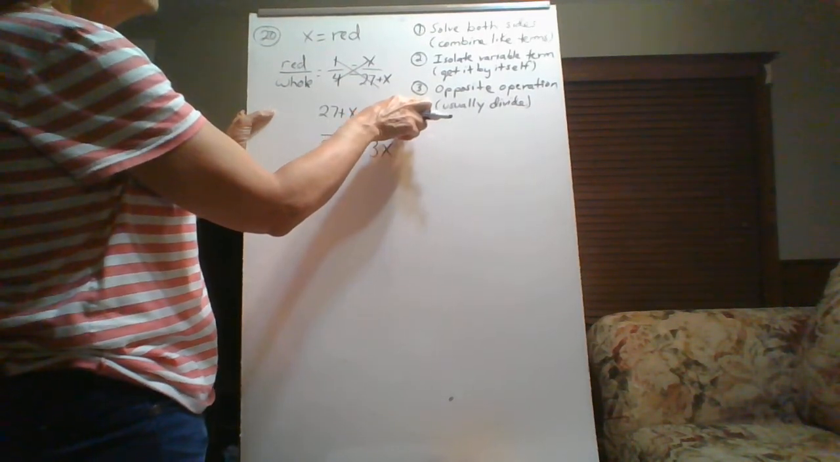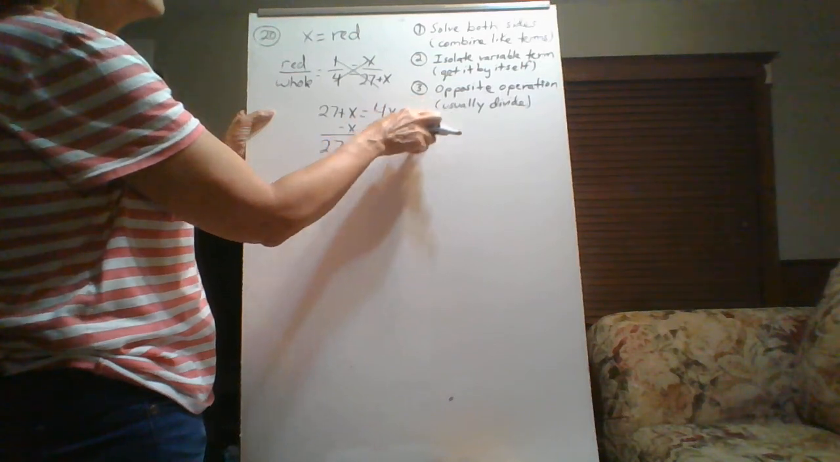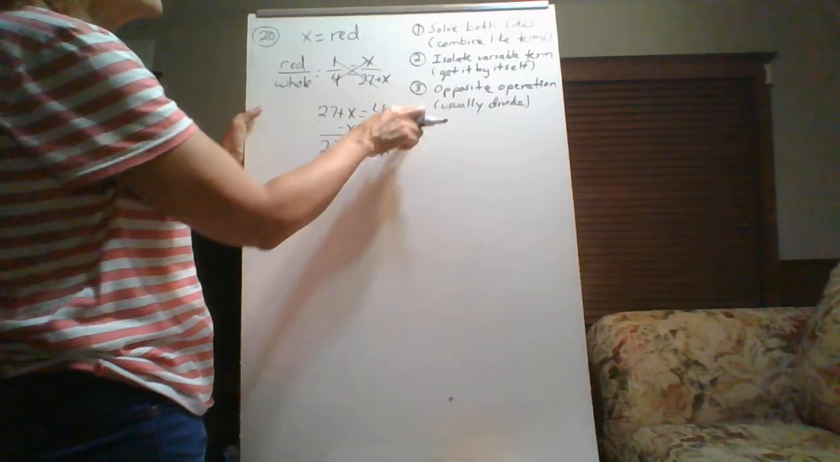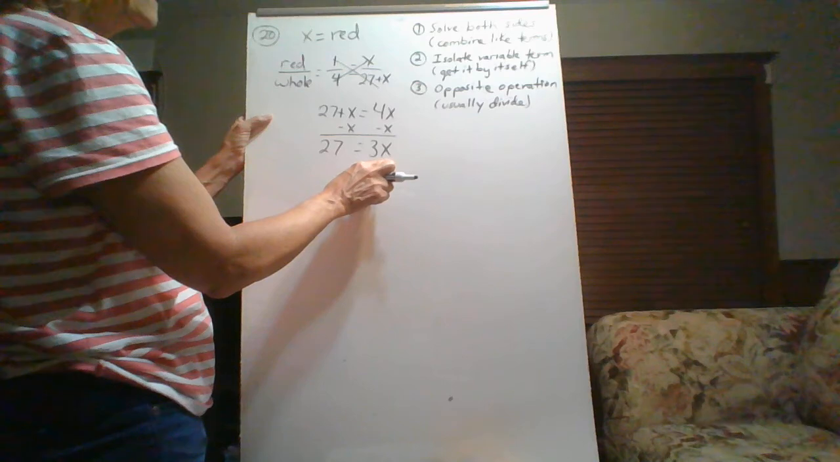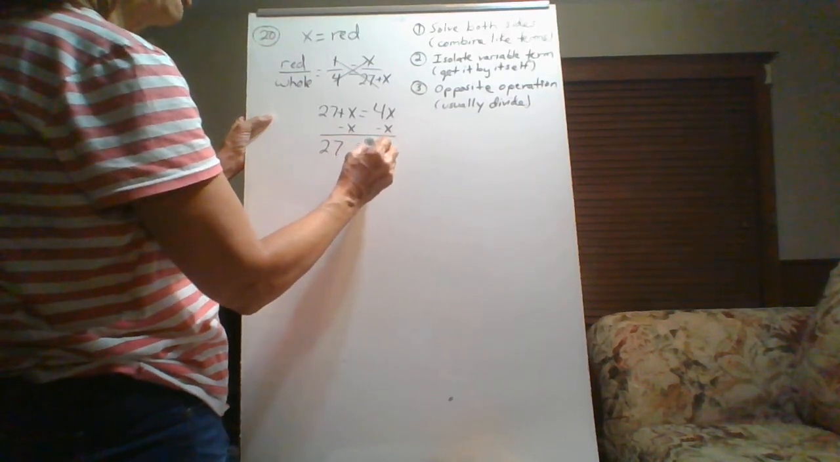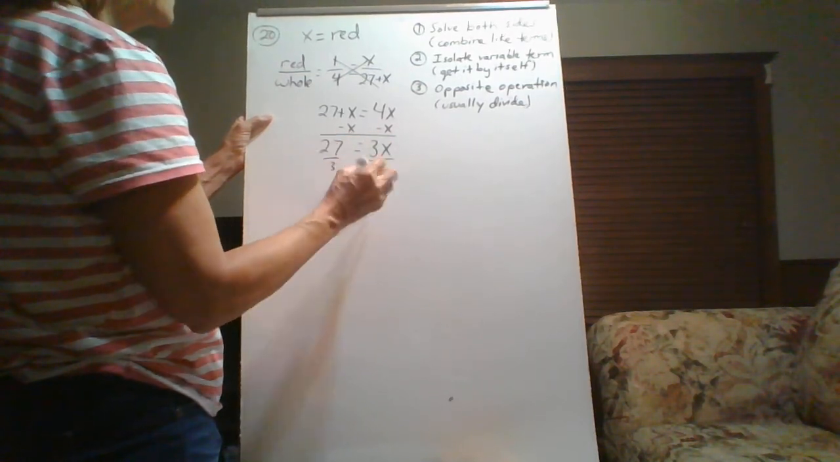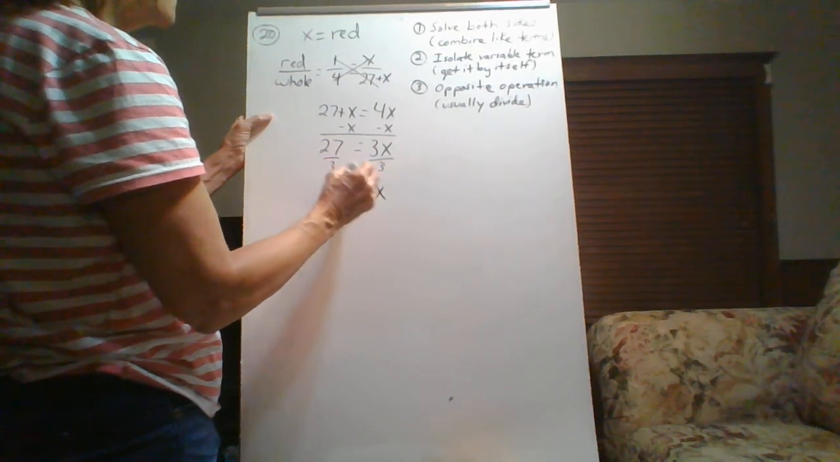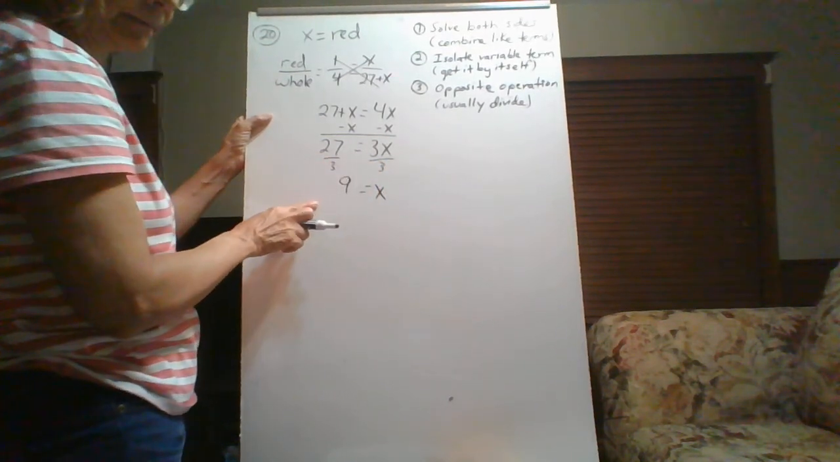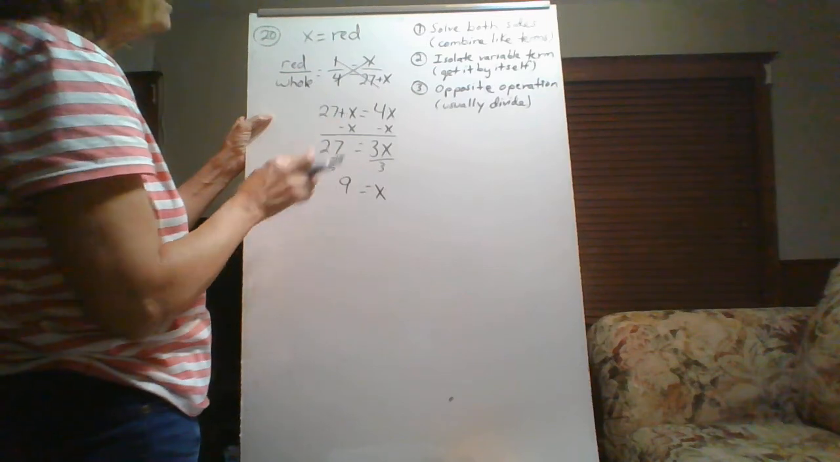And then the third step is to do the opposite operation, which is usually divide. Not always, but usually. So this is 3 times X. The opposite of multiply is divide. Divide by 3. Divide by 3. So X equals 9.